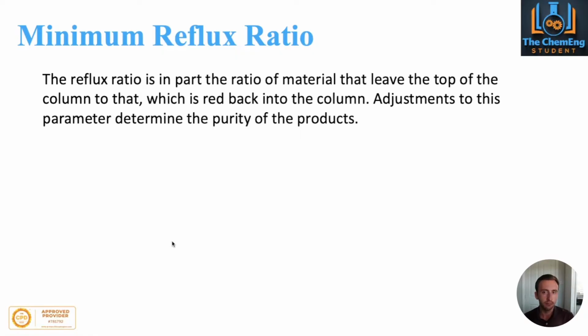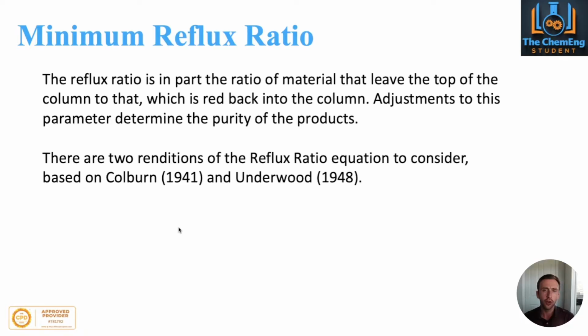Now, the next parameter that is important is the minimum reflux ratio, because in part the reflux ratio is basically the ratio for the amount of material that leaves the column versus the amount of material that's fed back into the column. Now, adjustments to this parameter will determine the purity, but have an impact on the number of stages required, and we'll see analysis on that in the full example. Now, there are two renditions of the reflux ratio equation that we will use. We have Colburn and Underwood.